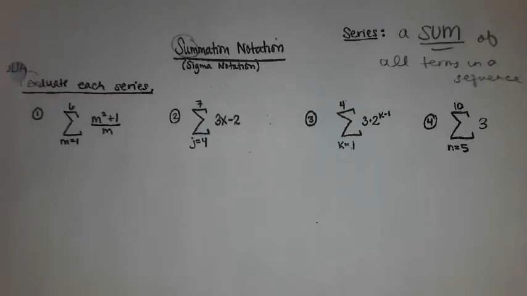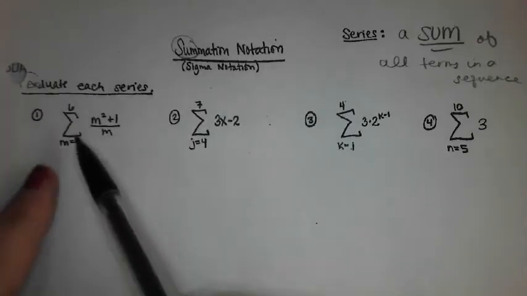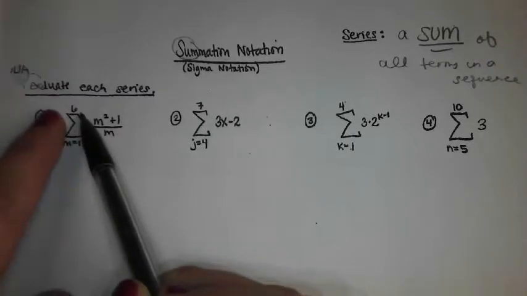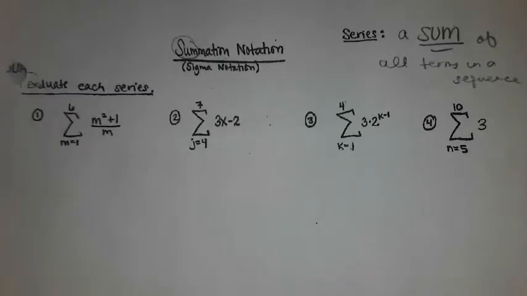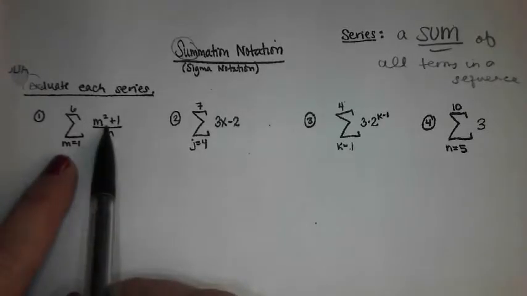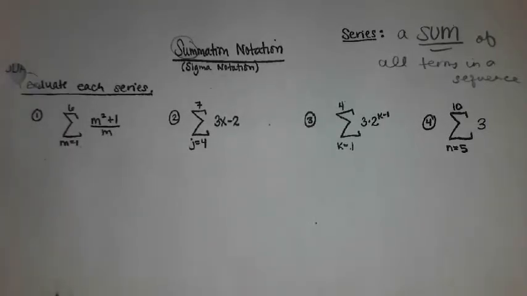Not in this context. In this context, it's much simpler than that. So this just means that you're going to find the first term through the sixth term and then add them all together. So you're going to find the first term by plugging in a 1. You're going to find the second term by plugging in a 2.